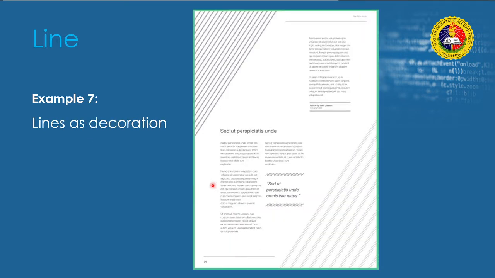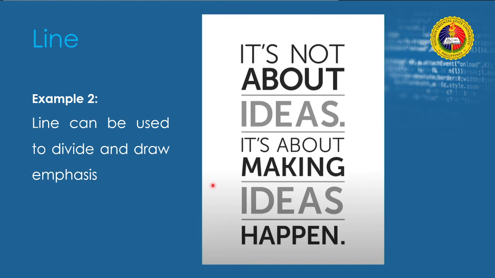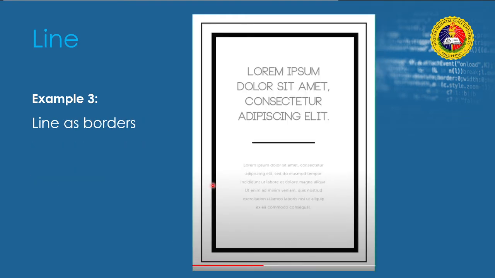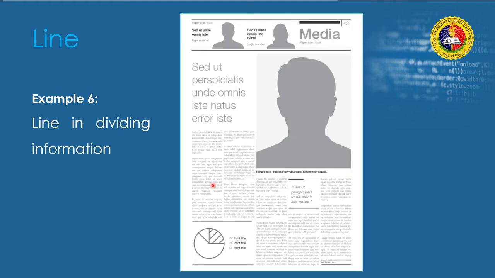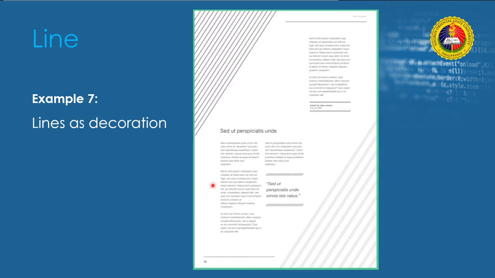is line as decoration. So aside from illustration, aside from border, aside from giving emphasis and divide and then structure, we can also use lines for decoration. And perhaps this is the most common. So in this example, we are using lines to create decoration, texture, and structure on the page.